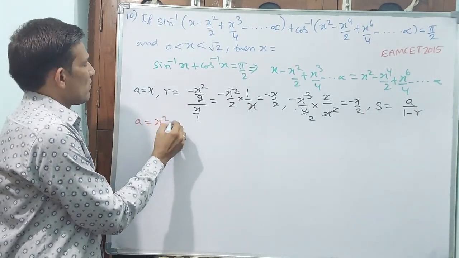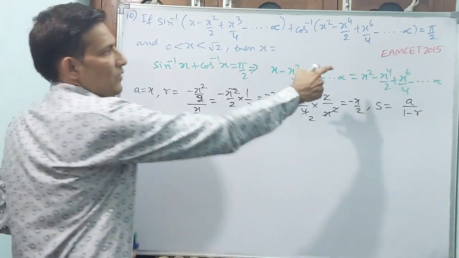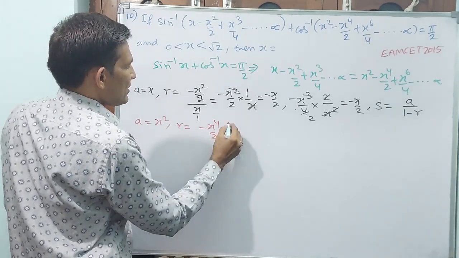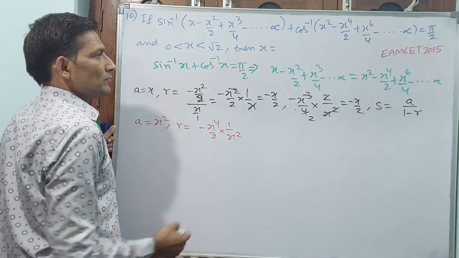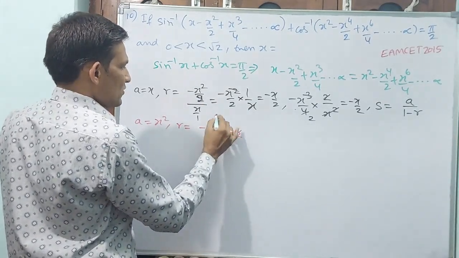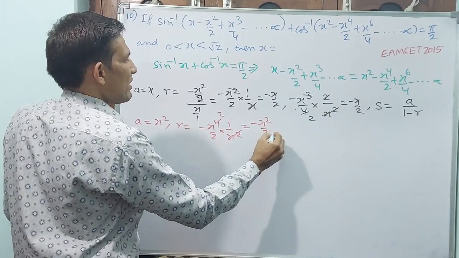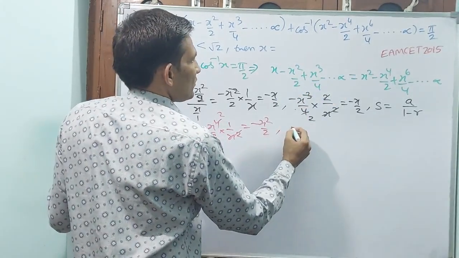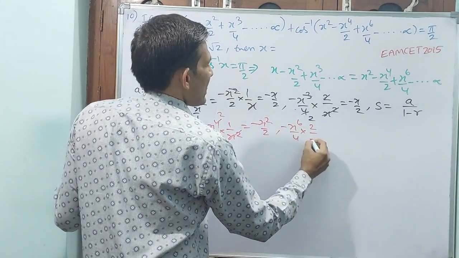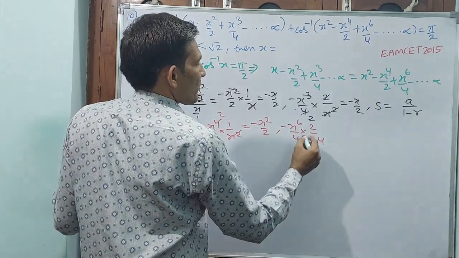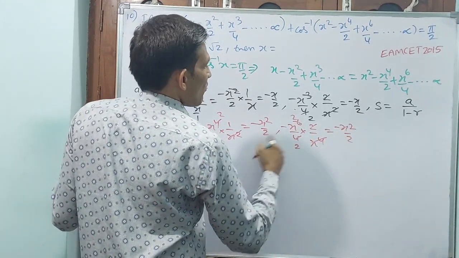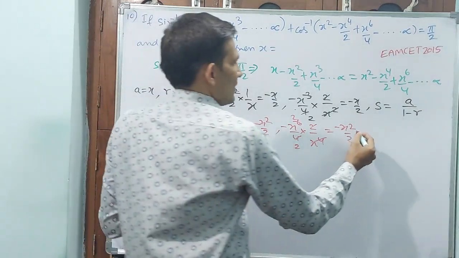a is equal to x square. r is equal to minus x to the power of 4 by 2 divided by x square. That means into 1 by x square, x square by 1, 1 by x square. You see, these two you don't do, but this 2 times. That means minus x square by 2. Go for the next also. x to the power of 6 by 4 into 2 by minus x to the power of 4. 2 times goes, this is minus x square by 2. Both are the same.